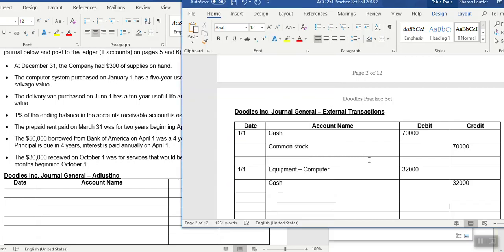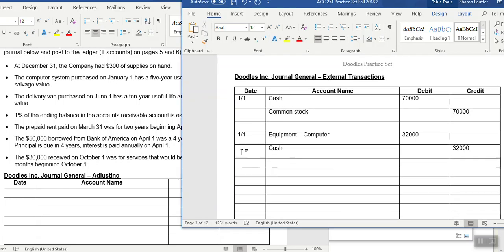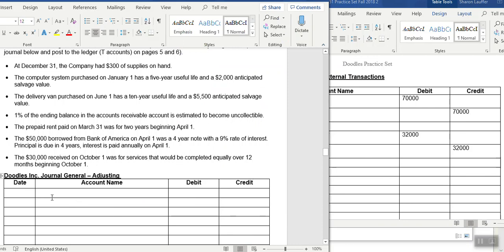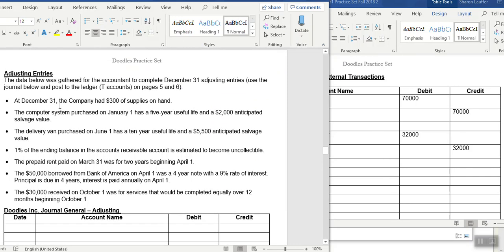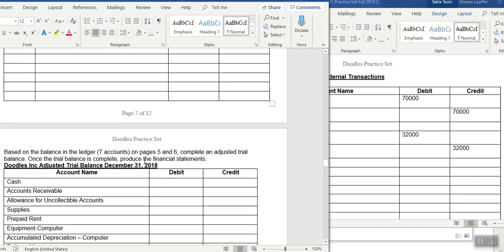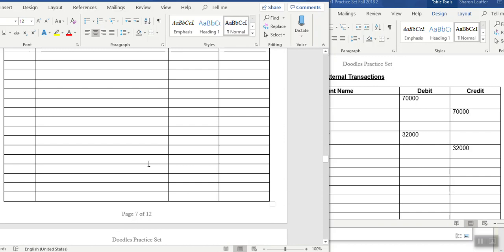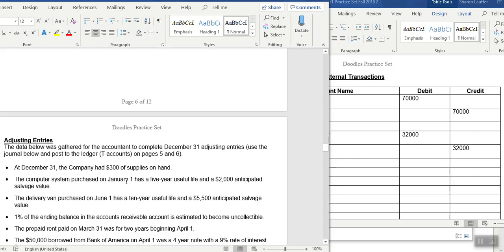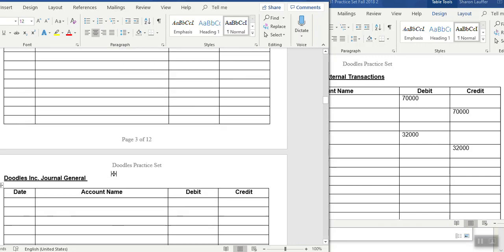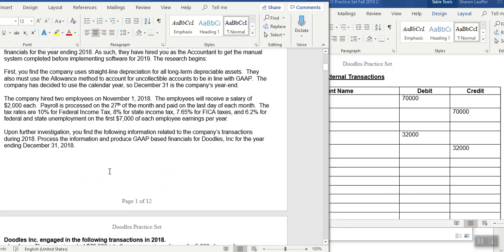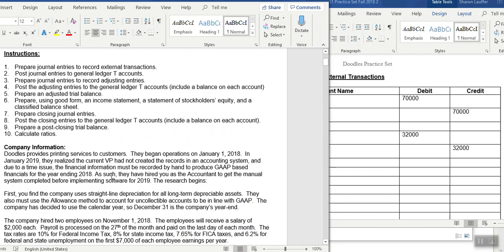These are going to work much the same way as this. You're going to record the entries. Here's your journal. So put your date, put your account names, debits, and credits. And you'll do the adjusting entries required here in this area. And then when you get those posted, I believe it said to go back and post them in the T account. So yeah, see the scrolling is kind of difficult. So that was step 3.